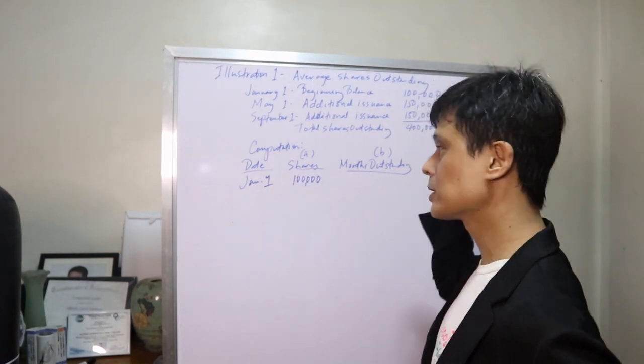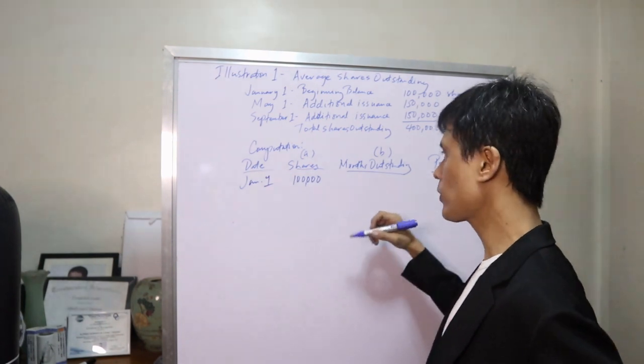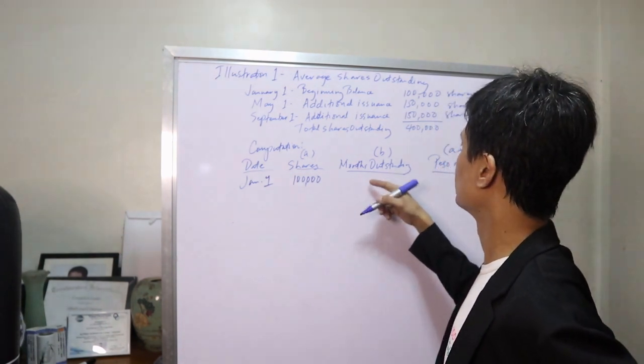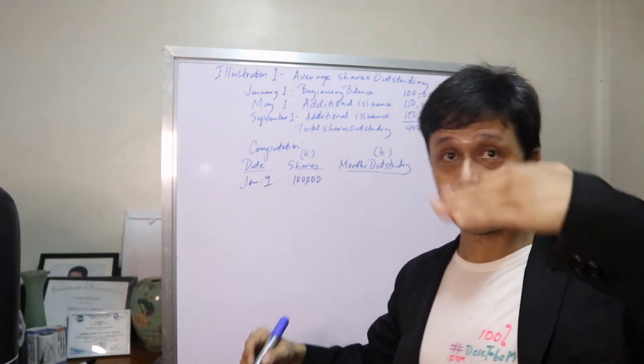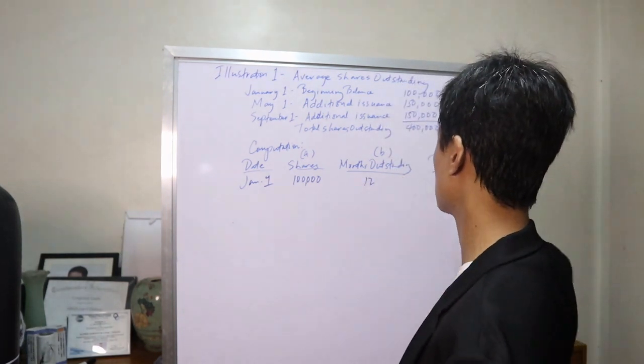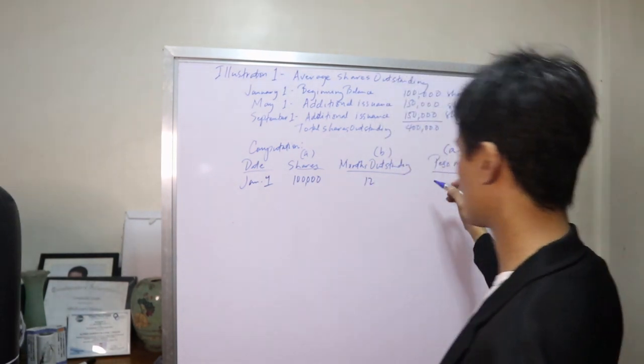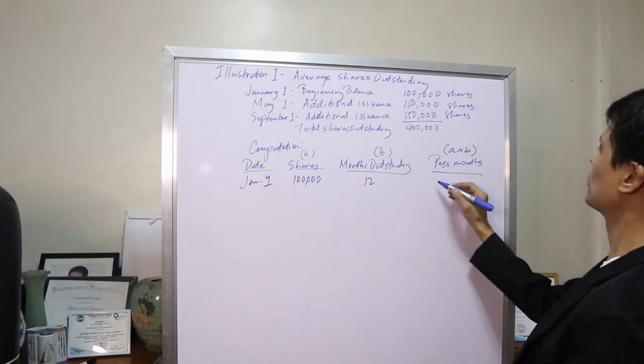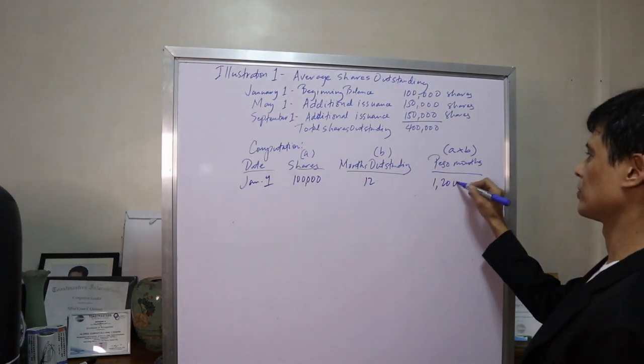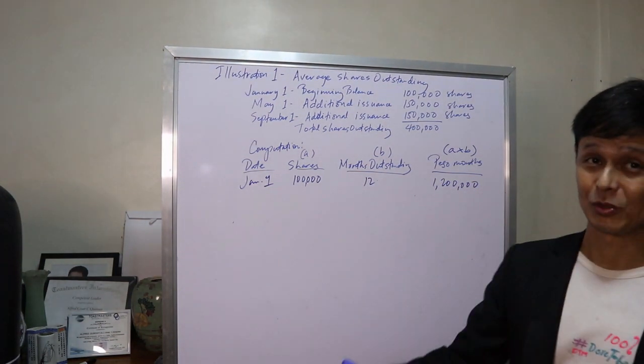Okay, so the months outstanding there is kasi from January to December, that's 12 months, so 12. So multiply lang natin yan. Let me see. Okay, just by looking at it, this could be 1.2 million. Yan, so okay, check mo lang yan.